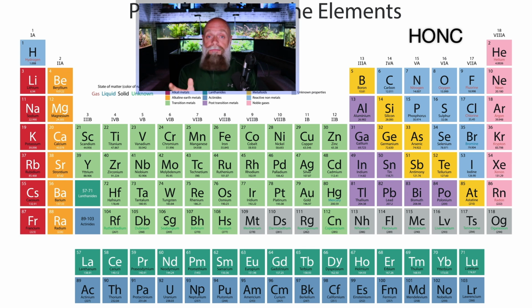Here, the vast majority of the elements that we're talking about are right there. You see that says HONC, H-O-N-C. 99% of what makes up living things is hydrogen, oxygen, nitrogen, and carbon. And so because we're relying mostly on those four elements and a few others, we're going to be staying mostly at the top part of the periodic table.